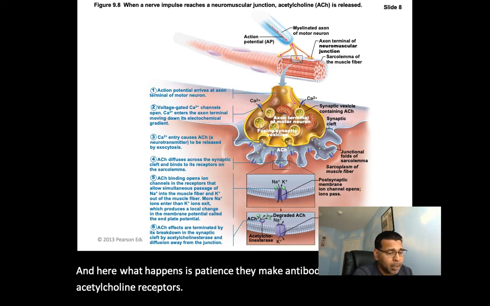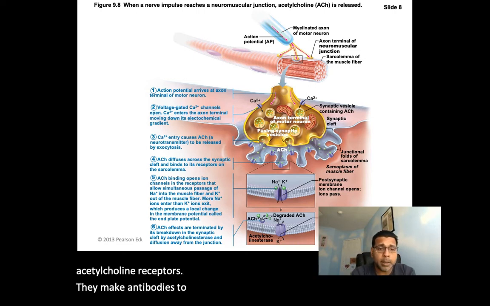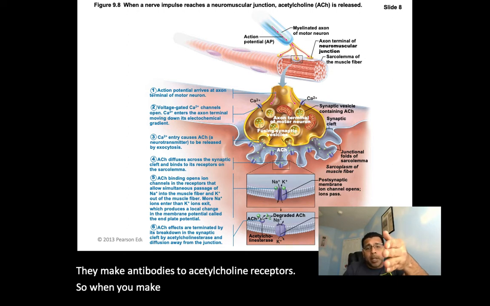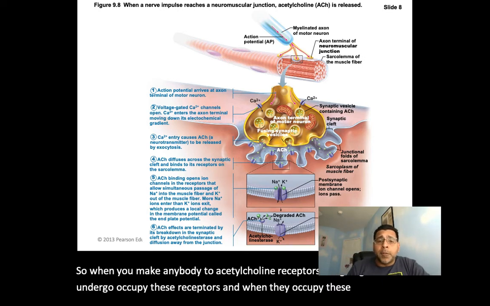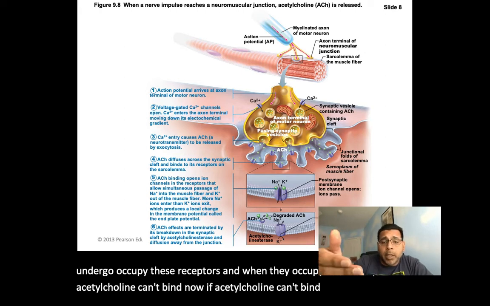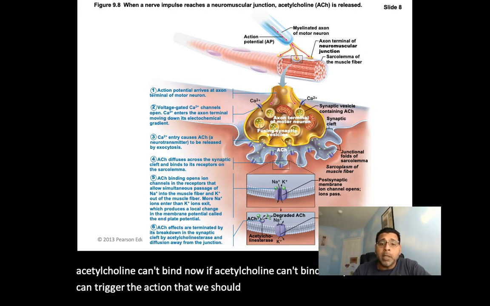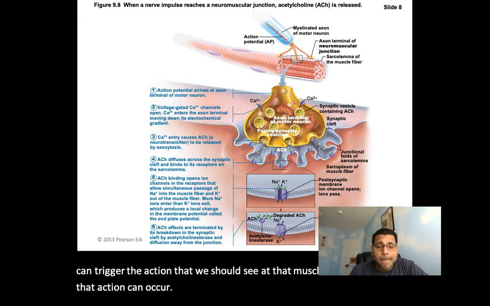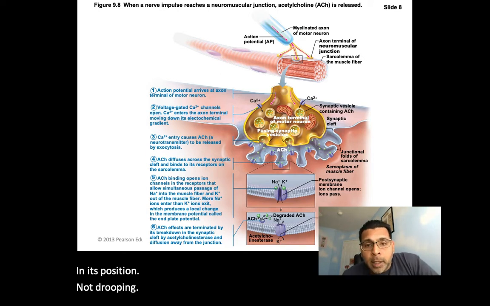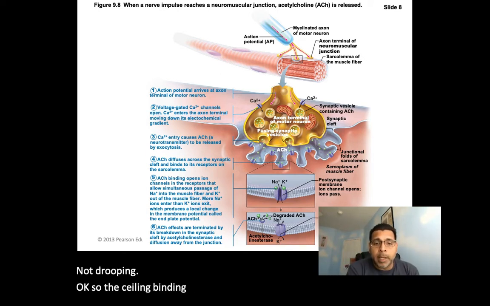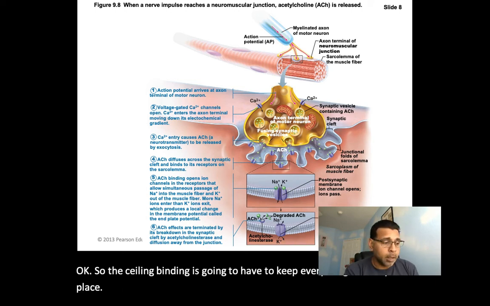So when you make antibodies to acetylcholine receptors, they're going to go and occupy these receptors. And when they occupy these receptors, acetylcholine can't bind. If acetylcholine can't bind, it can't trigger the action that we should see at that muscle. So that action can't occur. The eyelid should be in its position, not drooping. So the acetylcholine binding helps to keep everything basically in place in relation to muscles.